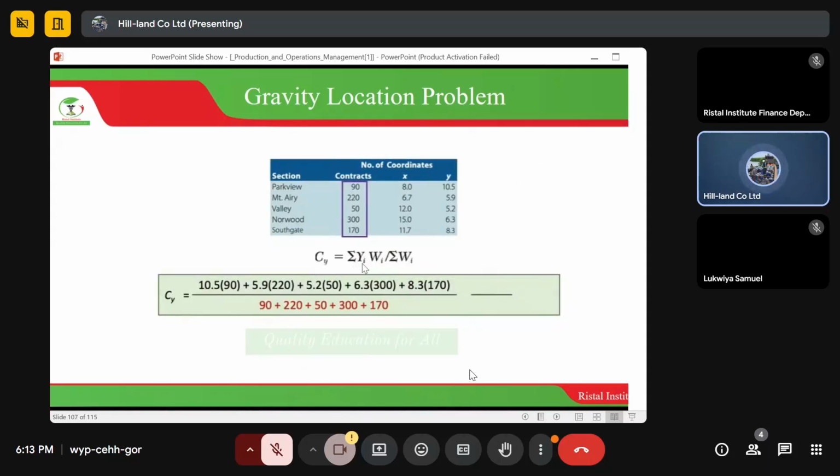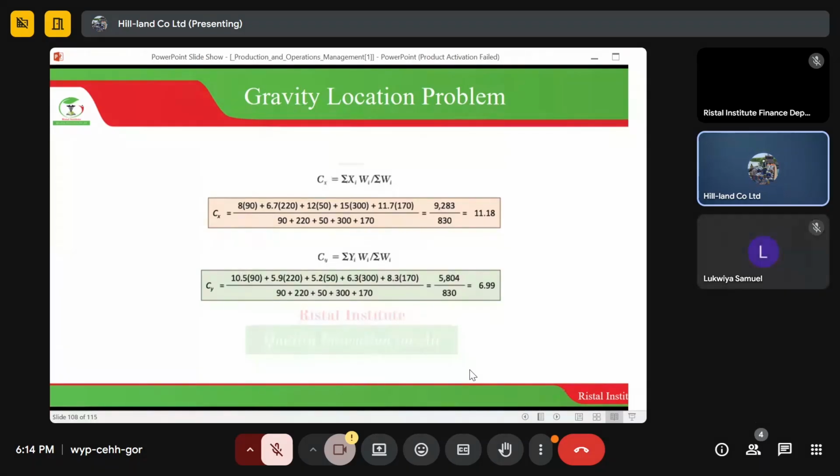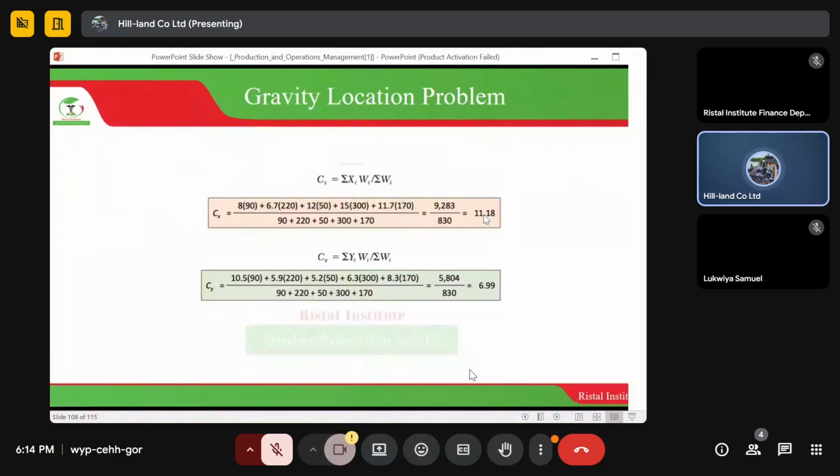Then this is for the y-axis, also the same. The number of the y-axis times the load of that axis, which is 90, and the number is 10.5, and we follow that order. Here are our final arrangements. This is our arrangement for the x-axis, and this is our arrangement for the y-axis, after arranging it from the table the way I was explaining yesterday and now. Then we are able to get our coordinate for the x-axis and for the y-axis. For the x-axis, it is 11.18, and for the y-axis, it's 6.99.